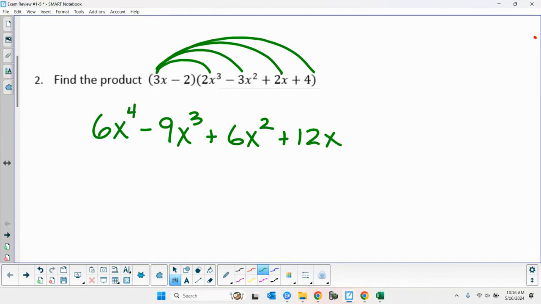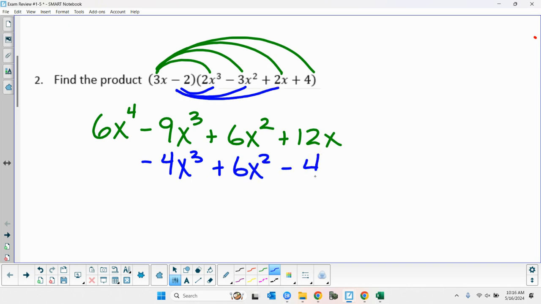Okay? Then you got to do the negative 2, right? Which is negative 4x cubed. And negative 2 times negative 3 is positive 6x squared. And negative 2 times a positive 2 is negative 4x. And negative 2 times positive 4 is negative 8, right?